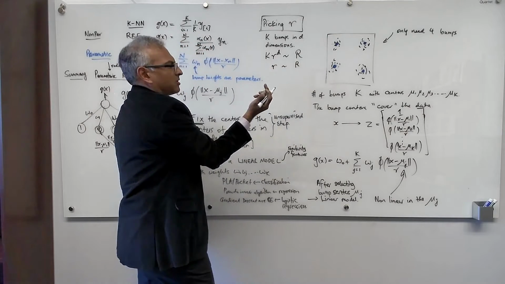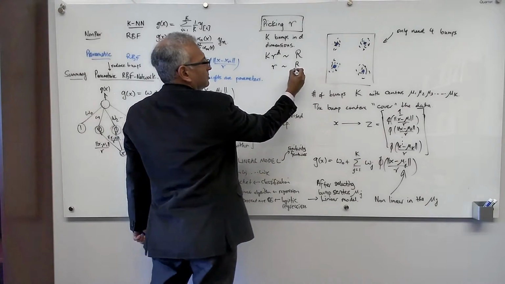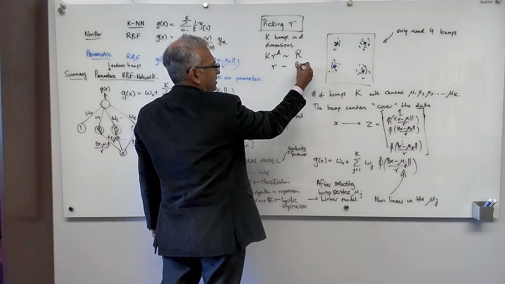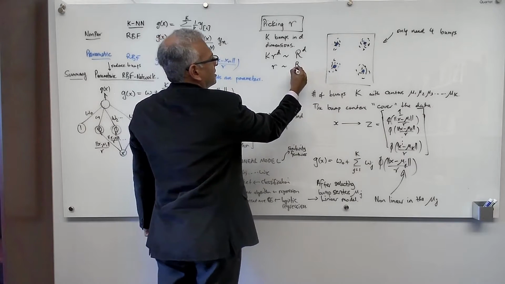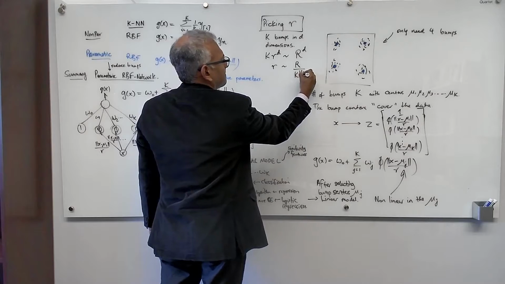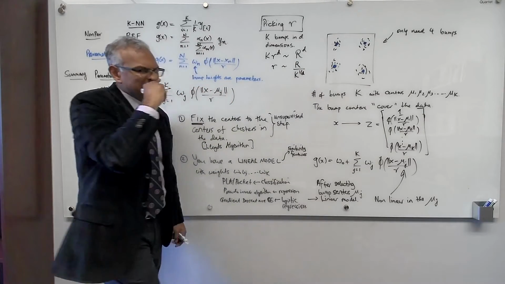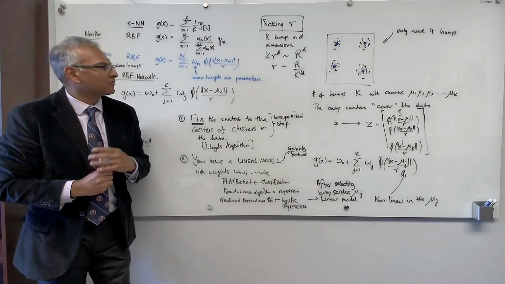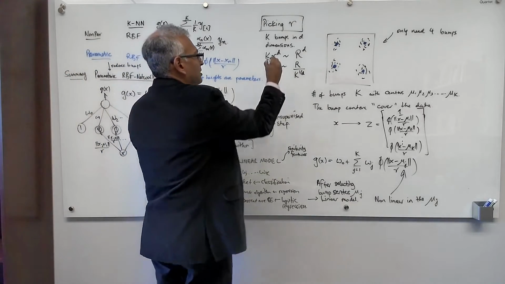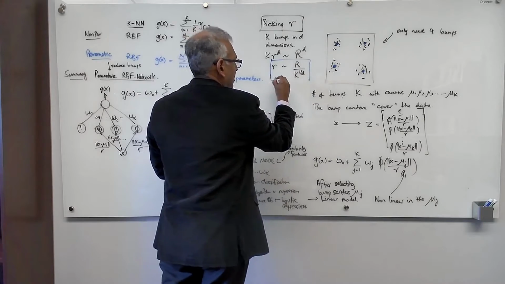So the scale parameter r for the bumps should be approximately the radius of the data. Sorry, this is r to the d. It should be approximately the radius of the data divided by the dth root of k. So basically proportional to 1 over the dth root of k. Okay, so here's a rule of thumb for picking the radius, the scale parameter r.